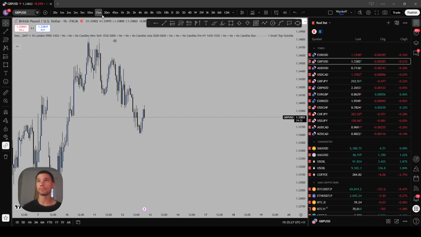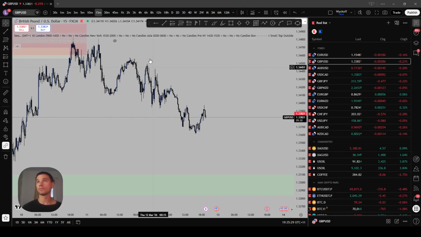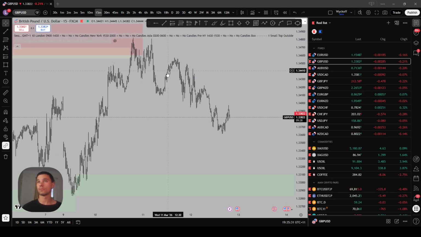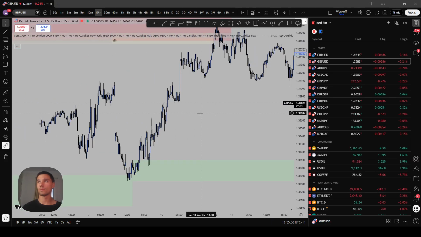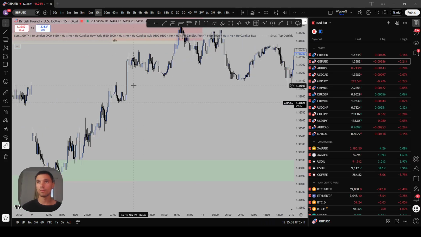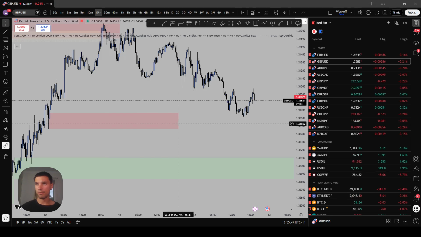GBP USD. This is a valid demand. It does count. And we can see we have respected it thus far pretty nicely.